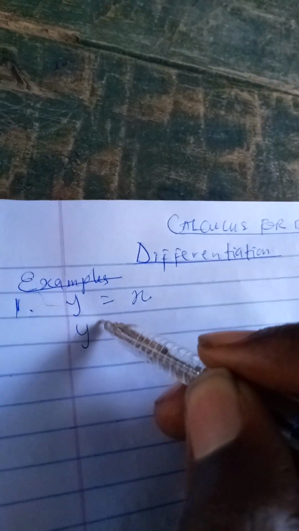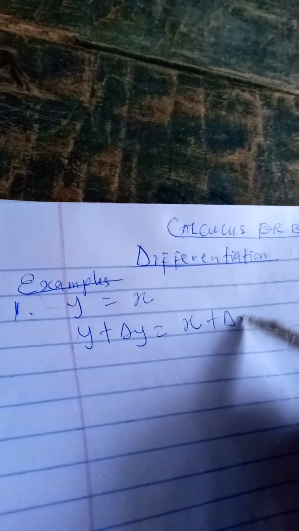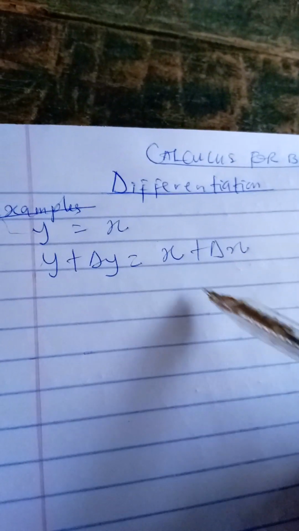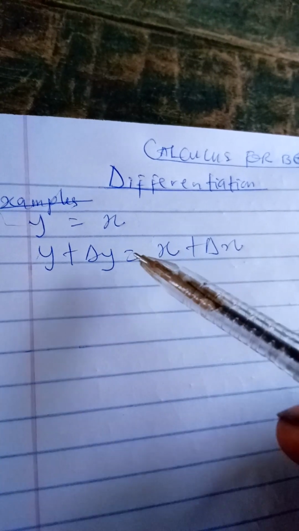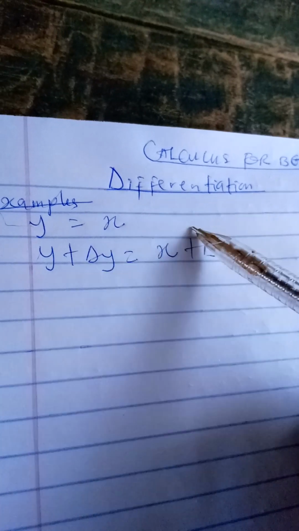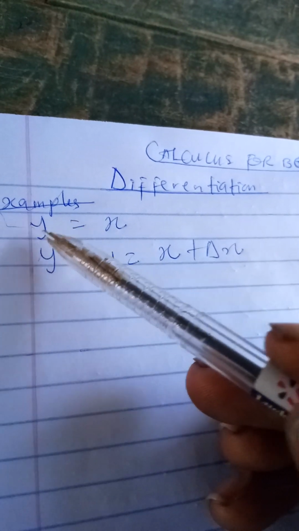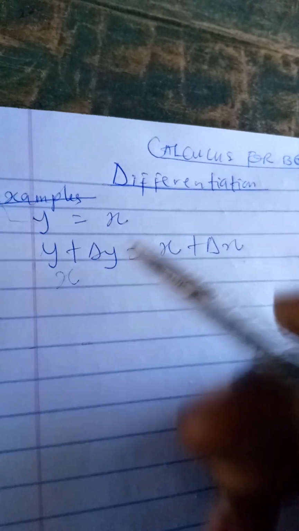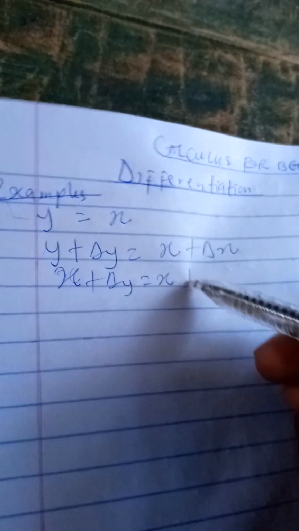The increase in y, that is the change in y, and the increase in x, that is the change in x. So we have y plus change in y equals x plus change in x. Recall that our y is x, so you can substitute x for y here. That is, you have x plus change in y equals x plus change in x.